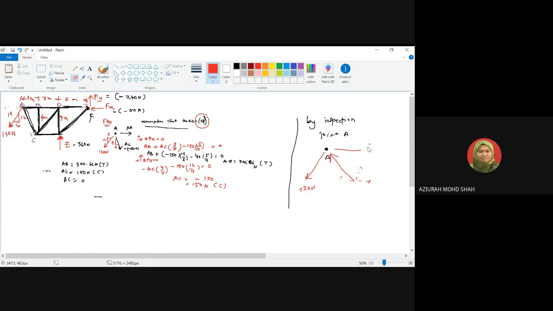Okay. Jadi saya tahu dia sepatutnya compress. Okay, so saya dah tahu AC saya compress. Okay. Jadi kalau kamu nak detect yang ini tension ataupun compress untuk AB, ini AC. Kalau kamu nak tahu AB ini adakah dia compress ataupun tension, you kena buat force triangle. Force triangle dia kena head to tail. Jadi ini 130. Ini adalah AC.